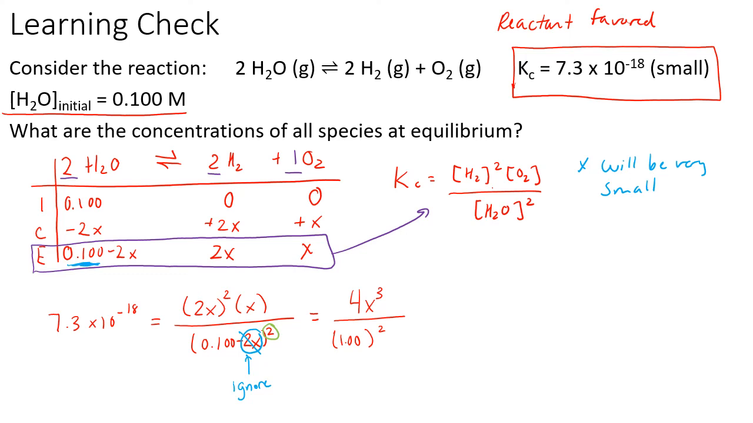And so then we can continue to simplify this and solve for x. And this should actually say 0.10 squared at the bottom there. So now we want to get that 0.10 squared out of the denominator. We can multiply both sides by that. And that gives us 4x cubed equals 7.3 times 10 to the negative 20th when we move that over. And we'll divide both sides of the equation by 4 to move that over. And that'll give us x cubed, and x cubed comes out to being 1.83 times 10 to the negative 20th.